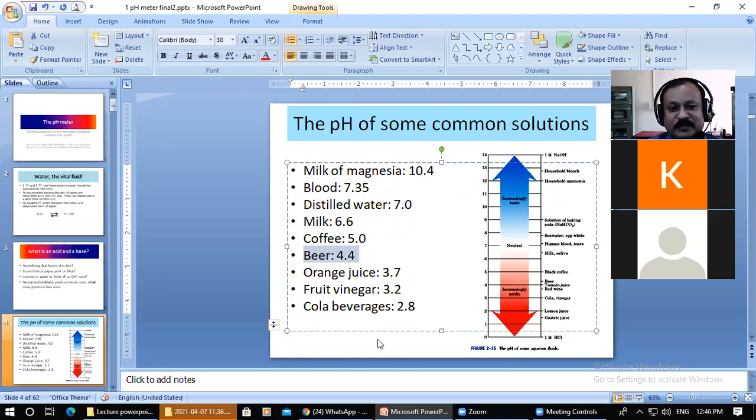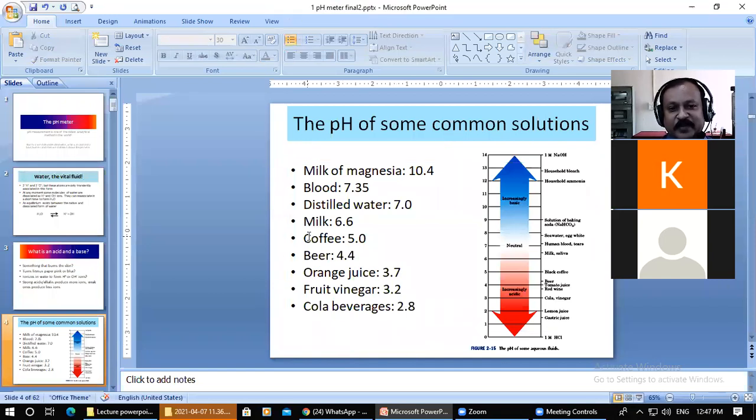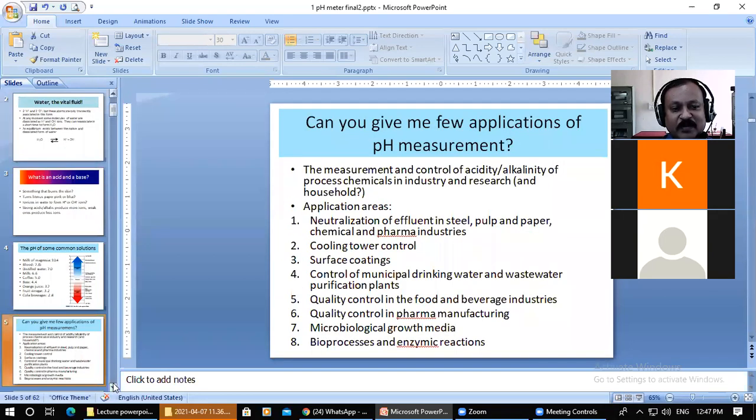Then maybe Tikekar sir has told you that the pH of beer is quite acidic, you can say pH is 4.4. Some fruit juices like orange juice are also very acidic, 3.7. Vinegar is 3.2. And the colas that we usually have during the summer seasons are very acidic, 2.8. So this is just to tell you some interesting facts about the substances that we use daily.